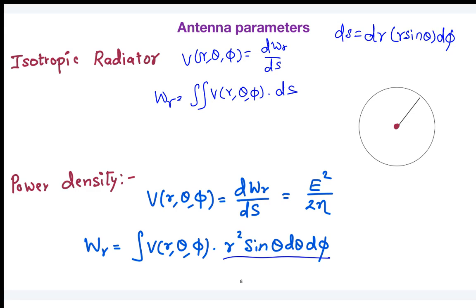Okay, and right now I had a question. What is the power density for an isotropic radiator? So let us see that. This is my isotropic radiator. It radiates a power of WR uniformly in all the directions. So at a distance of R, what will be my power density? Tell me quickly.